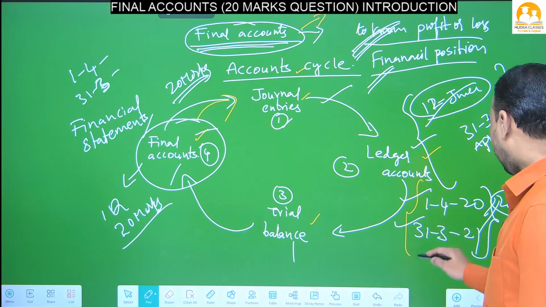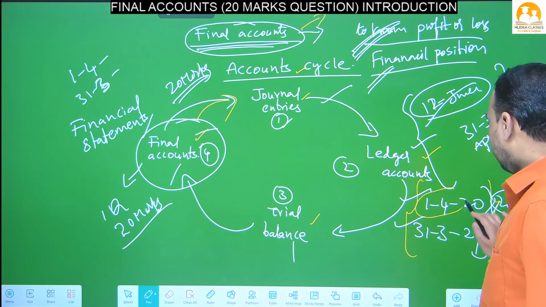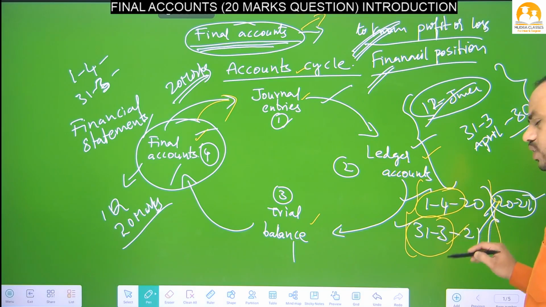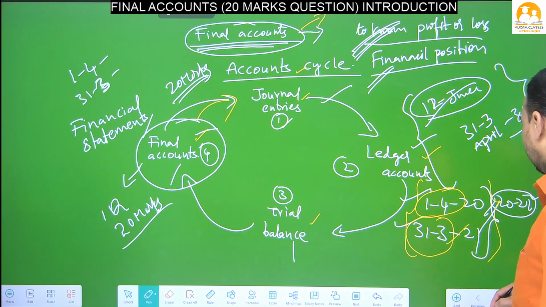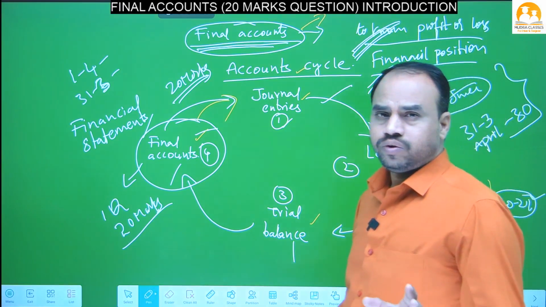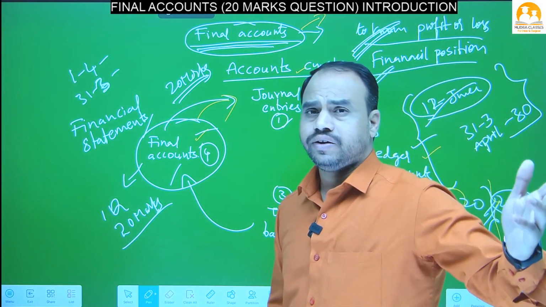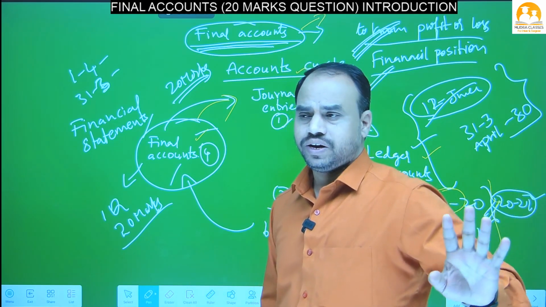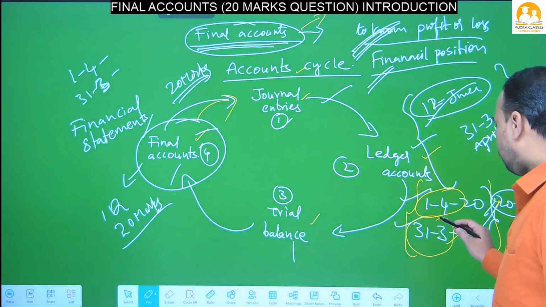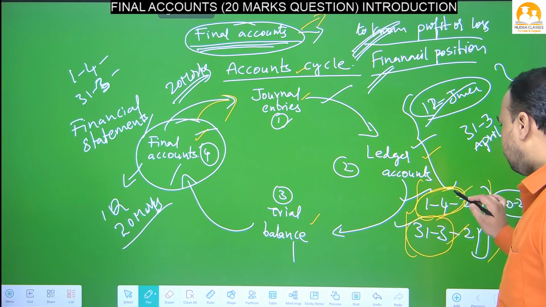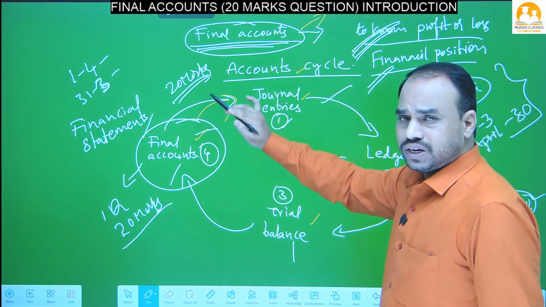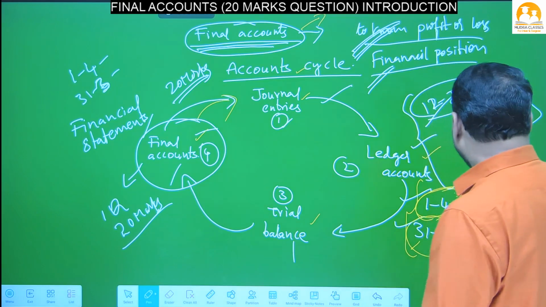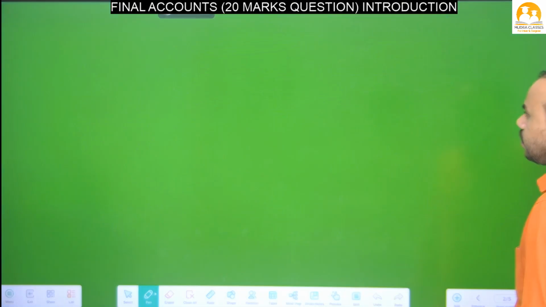This financial year is important. Every year on 1st April we start the accounts, and on 31st March of the next year we close them. Like your schools or colleges start in June or July and end next year in March or April, similarly here the financial year starts on 1st April and the final accounts close on 31st March. That is called the financial year.